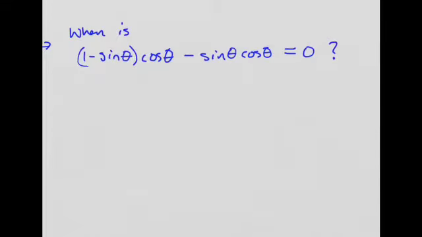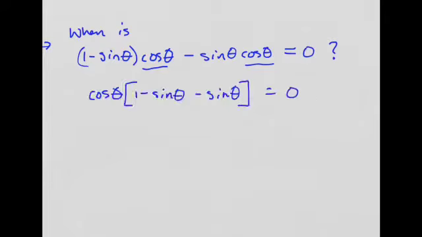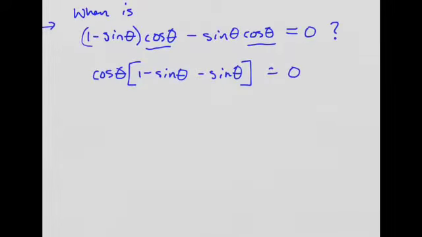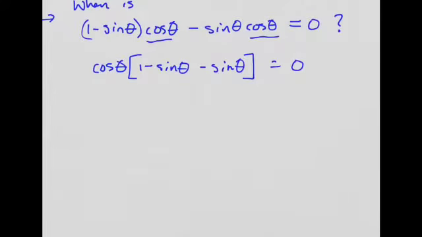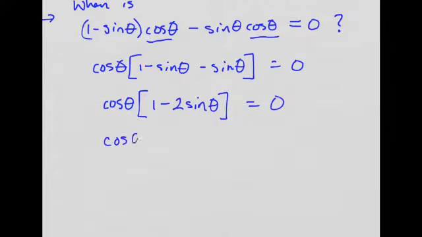And I'm just going to factor at first. I see that there are cosines, so I'll factor out a cosine. And then I will combine like terms. So factor out the cosine, now I'll combine like terms. And now I can use the zero product property. This is actually asking when is cosine of theta equal to 0. And then also 1 minus 2 sine theta. When is that equal to 0?